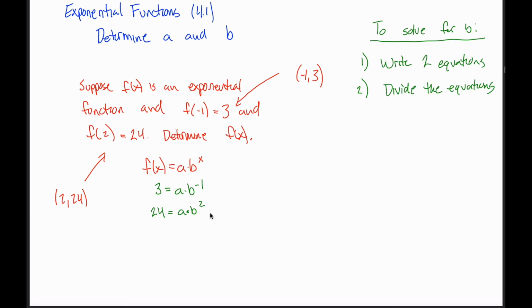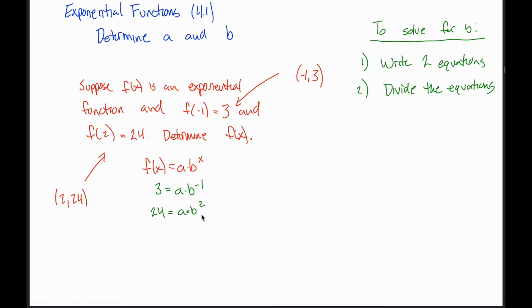When I say divide the equations, what I'm saying is if 3 is the same as ab to the negative 1 power, and 24 is the same as ab squared, then 3 divided by 24 has to be the same as ab to the negative 1 divided by ab squared. Right? If this is the same as this and this is the same as this, then this over this is the same as this over this. So you divide the 2 equations to create a third equation.